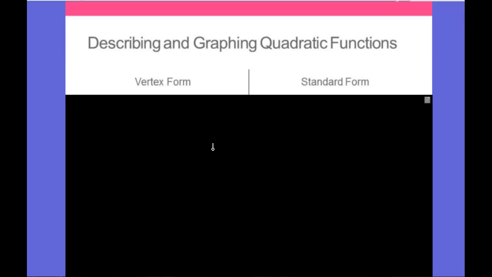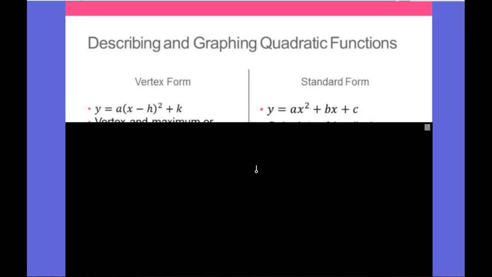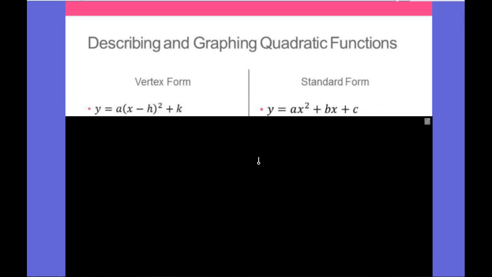What we're going to do today and tomorrow is compare vertex form to standard form. So we are comparing vertex form to standard form, and there are some pros and cons to each. Vertex form is y equals a(x minus h) squared plus k. Standard form is ax squared plus bx plus c.